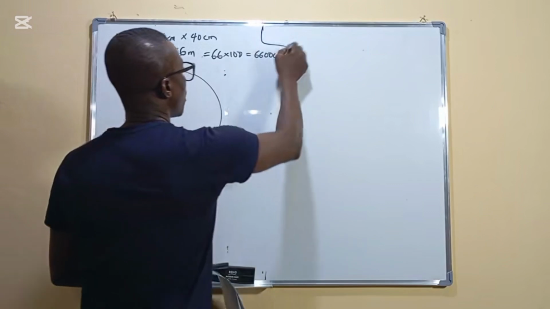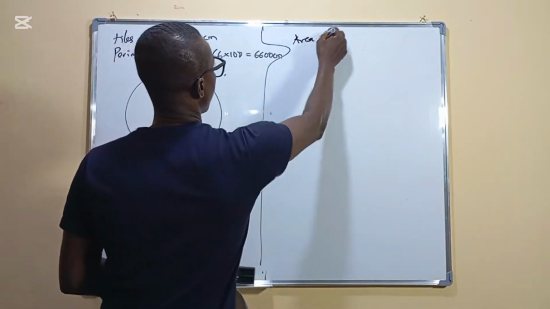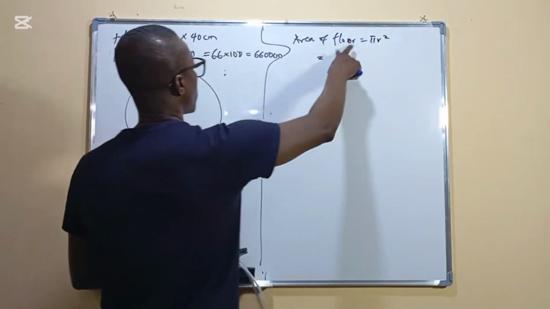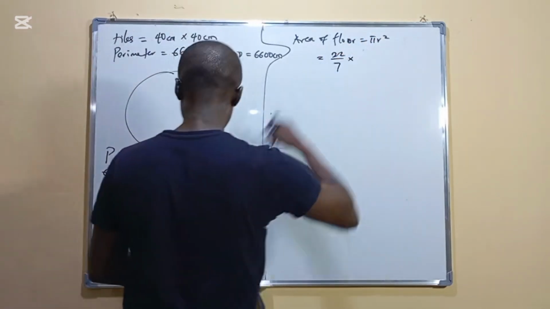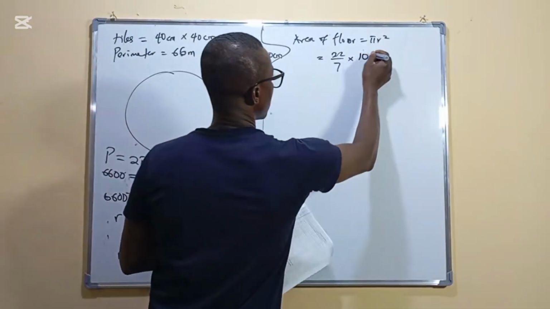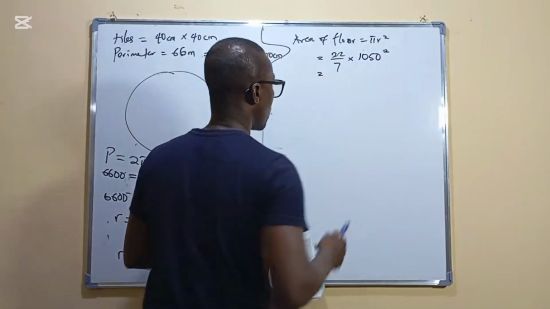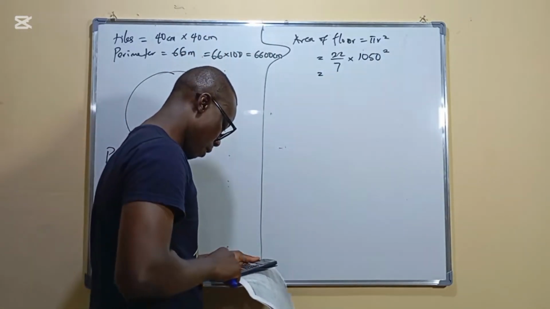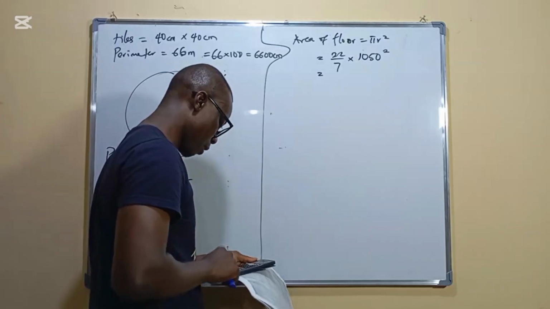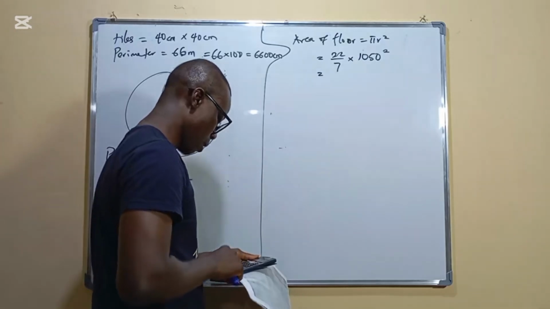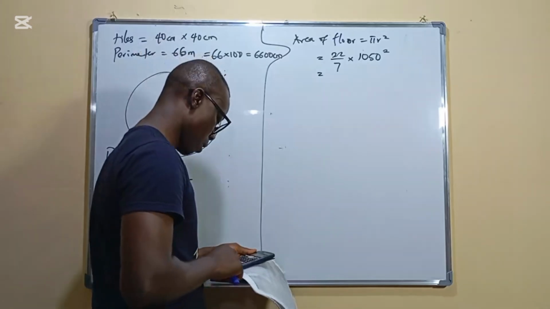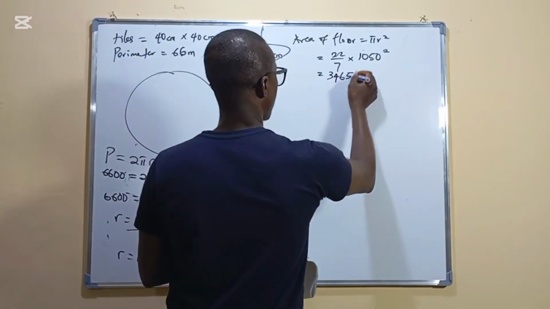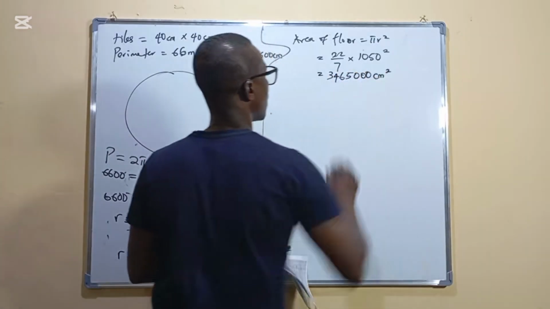So this is the radius. Since I've gotten the radius, what is the area? Area of floor. The formula for calculating the area of the floor is pi r squared. So what is the pi? That's 22/7 times what is my r? That is 1050 squared. So what I have here is 1050 squared, then times 22 divided by 7. So what I have here is 3465000, and this is centimeter square.